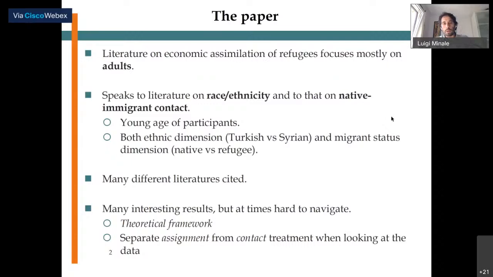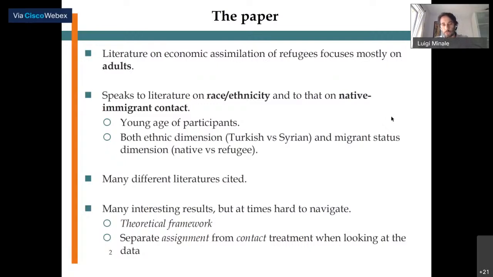In the introduction, many different literatures are cited, up to five, I think. This is absolutely fine because the paper speaks to many literatures, but in the future you probably want to focus a little bit more on which specific gap in the literature your paper fits best.